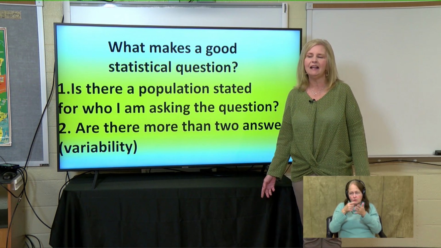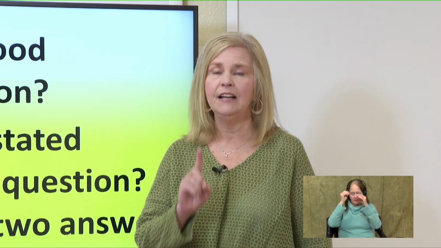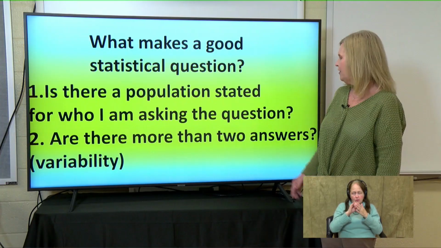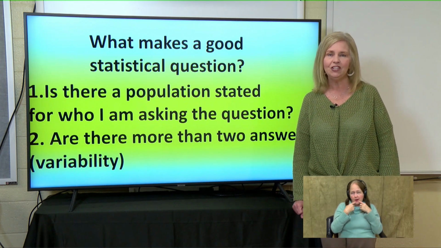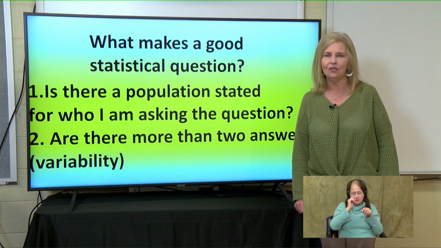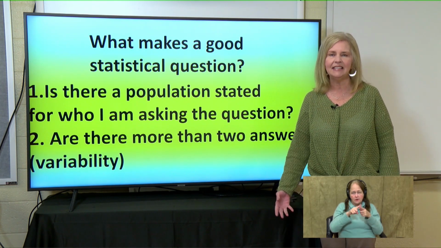what is my teacher's favorite shoes? Okay, that is not statistical because you're talking about one teacher. But if you said, what are the favorite shoes of all the teachers in Denton Magnet School? Then it's turned into a statistical question because you have a large variety of answers and you have a larger population you're asking. And then number 2, are there more than 2 answers? If you cannot get more than 2 answers to the question, then you know it's not statistical. You have got to be able to get various answers.